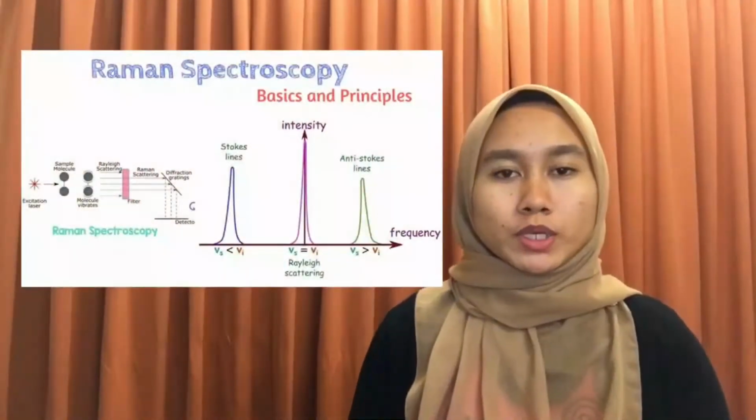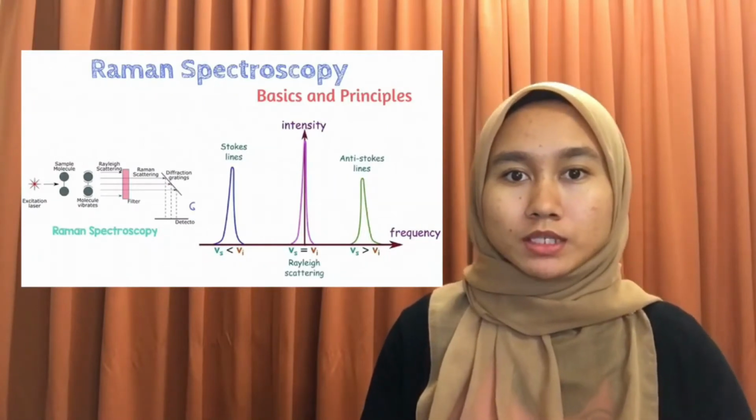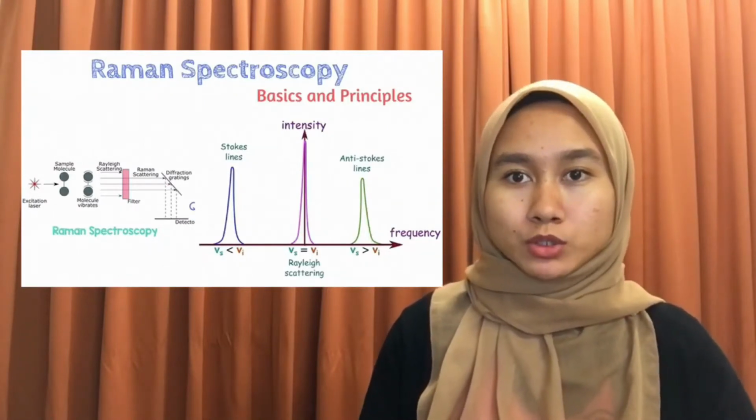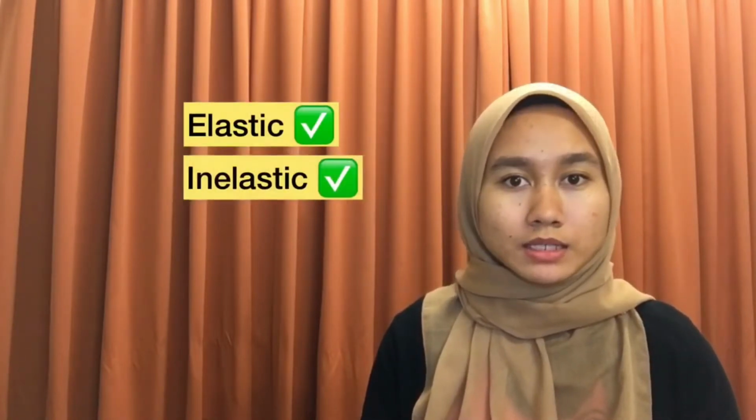Raman spectroscopy is a popular technique for the analysis of molecular structure and is considered complementary to infrared spectroscopy. Raman spectroscopy is based on the Raman effect, which was first identified by the Indian physicist Chandrasekhara Venkata Raman in 1928. The Raman effect is based on scattering of light, which includes both elastic and inelastic scattering.